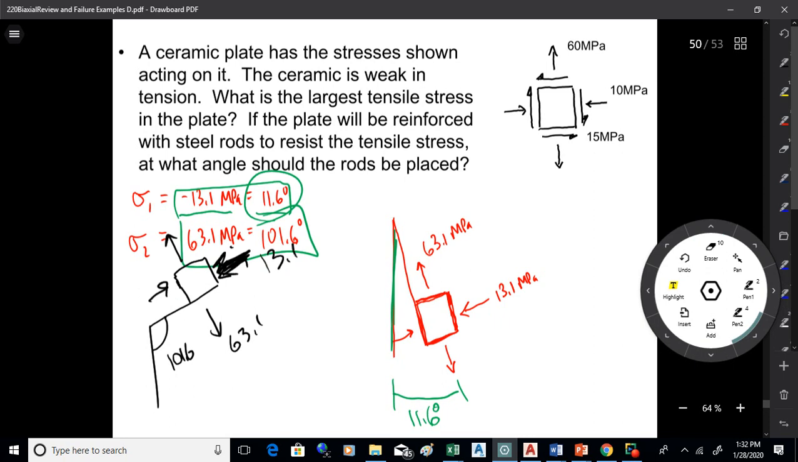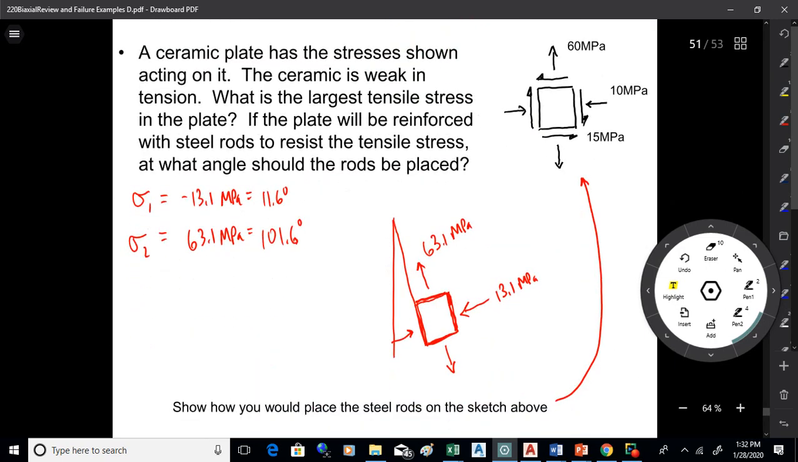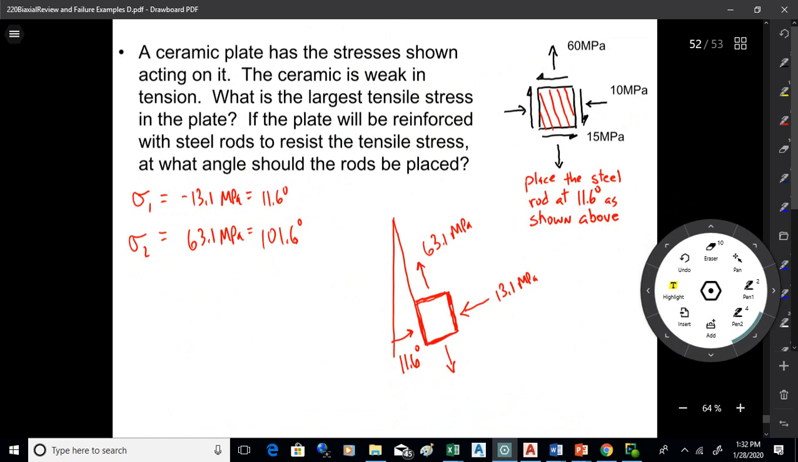All right, so how are you going to run the rod? If you don't want that plate to break, how are you going to run the steel rod through it? From the vertical plane, what angle are you going to run the rod at? Because what the rod does is it's going to absorb the tension for you. So if you're going to put steel rod in there, run it like that, because then it'll take the pull. Okay. You good? Good to go.